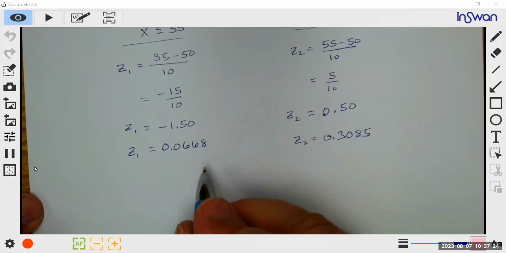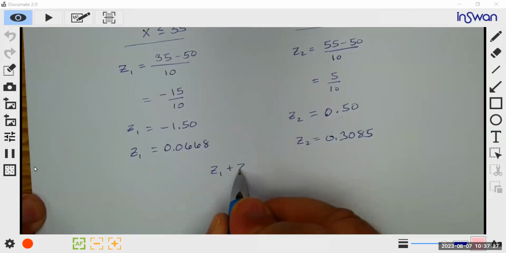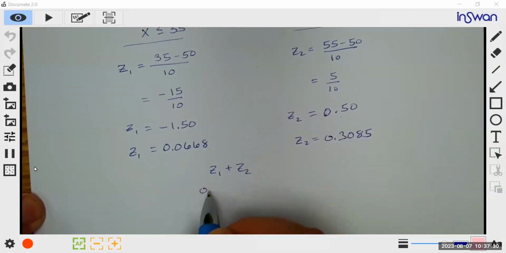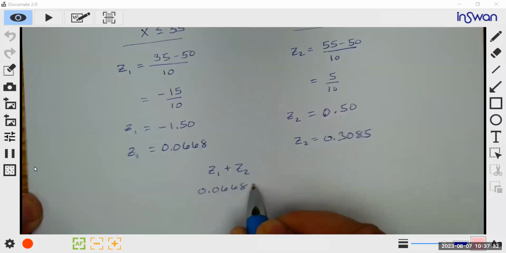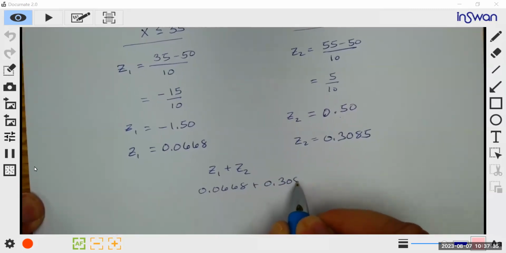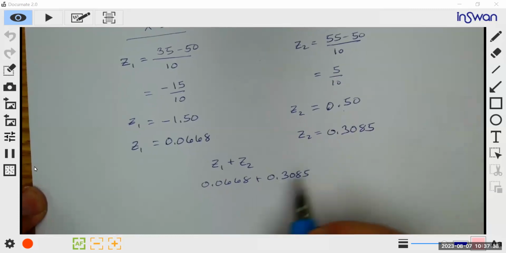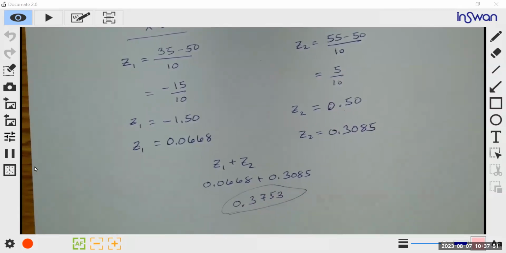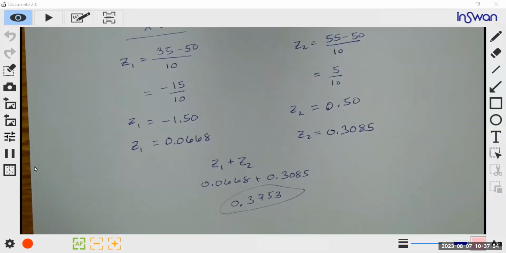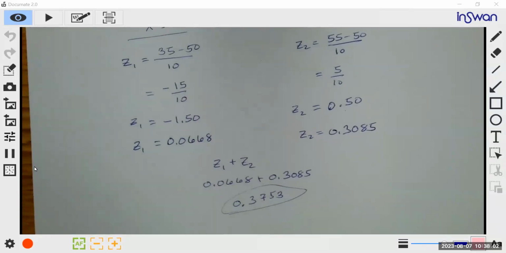Since they're going different directions, I add the two areas. 0.0668 plus 0.3085. So it's 0.3753. Make sense? Okay, that's going from value points to finding areas under a curve.